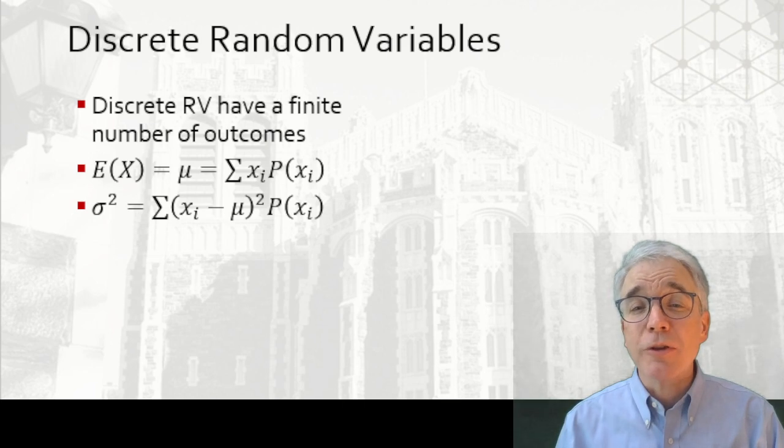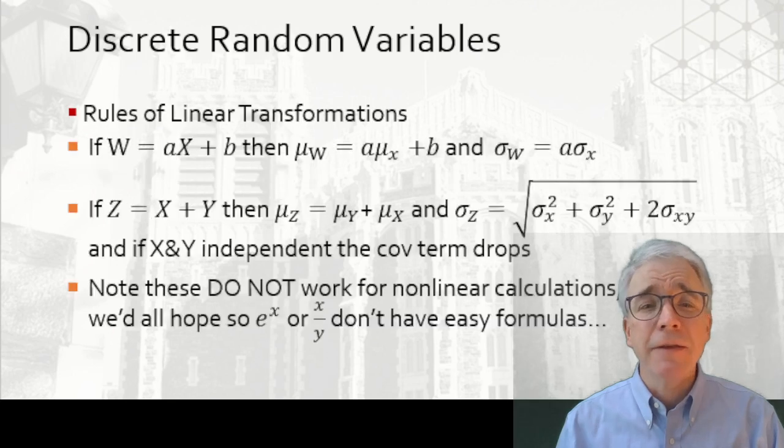The variance is going to be the squared distance from the mean, times the probability of that particular thing occurring. Note that's variance, so the standard deviation is going to be the square root of that.